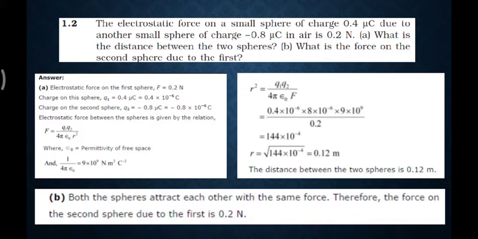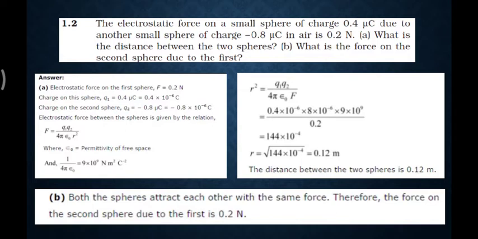Because if you are finding q1 q2 upon r square, q1 is the same number, q2 is the same number, and r, the distance between them, is the same number, then the force is also the same. It is not that one sphere feels this much force and the other sphere feels a different force. No, the force is the same for both. So the answer for the second part is 0.2 Newton, which is given.